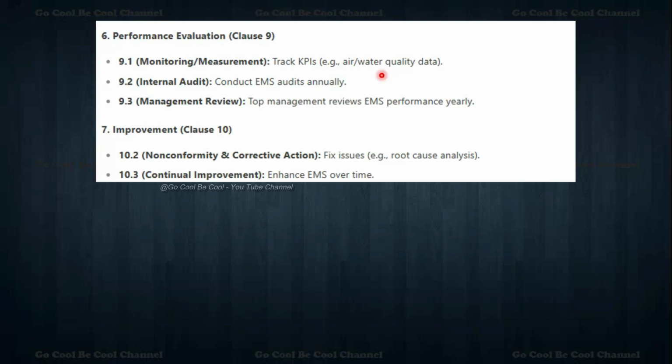9.3 is management review. Yes, top management review is supposed to be there, with the performance of the EMS, a yearly one. Then finally clause number 10 talks about improvement. 10.2 is non-conformity and corrective action, to fix issues. So what are the observations we made and what are the countermeasures that we have provided. And then 10.3 talks about continual improvement, enhancing the EMS over time. So these are all the clauses we have to look into, ISO 14K especially.